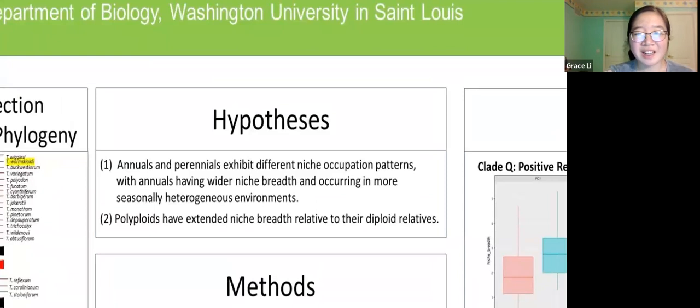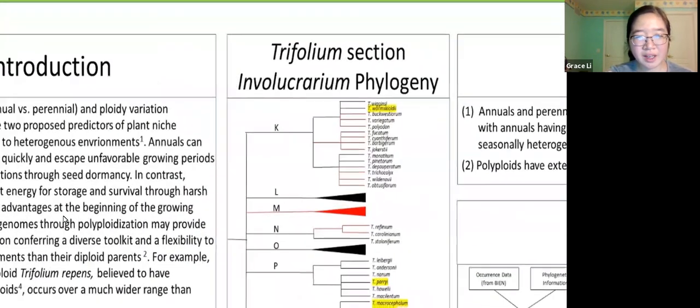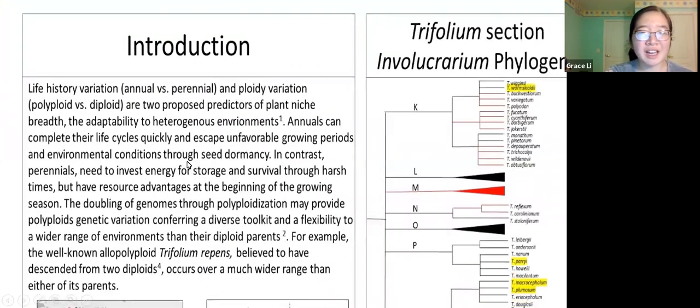We hypothesized that annuals have wider niche breadth and are tolerant over a wider range of environmental conditions than perennials. We also hypothesized that polyploids have wider niche breadths than diploids. We hypothesized that annuals have wider niche breadths because they could complete their life cycles quickly and escape harsh times through seed dormancy. In contrast, perennials need to invest energy for storage and survival through harsh times, but they have resource advantages at the beginning of the growing season.